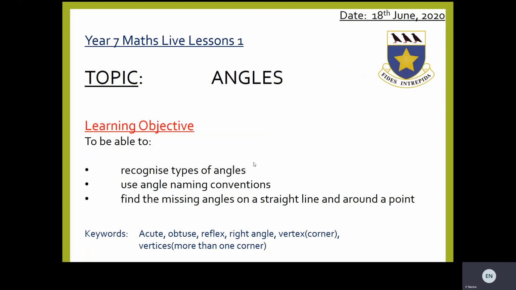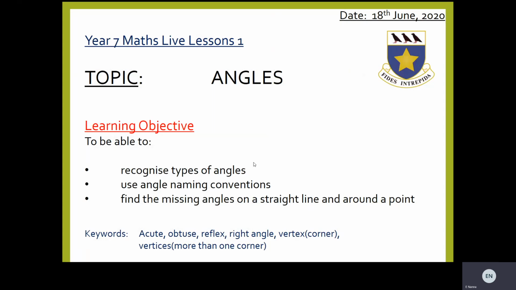And then number 3, we're going to find missing angles on a straight line and around the point. And at some point, if we're able to, we should be able to find the missing angles in a triangle. Yes? Okay, so keywords. I'm sure you possibly would have learned this in primary school, and this might just be a refresher for you. So keywords: acute, obtuse, reflex, right angle.